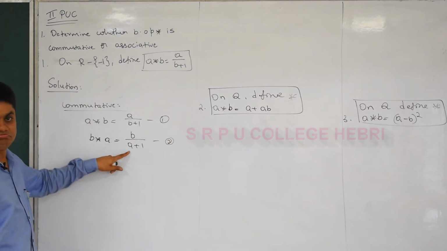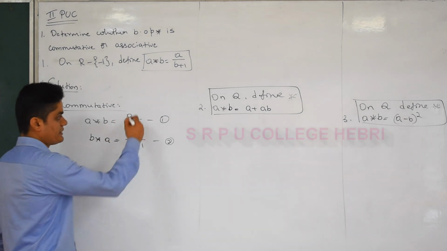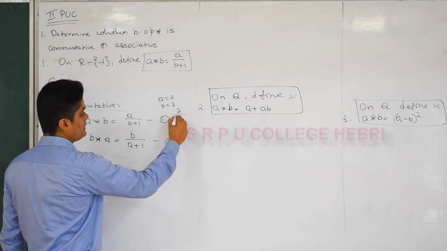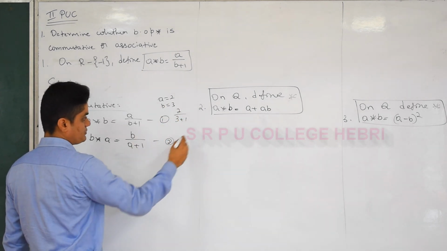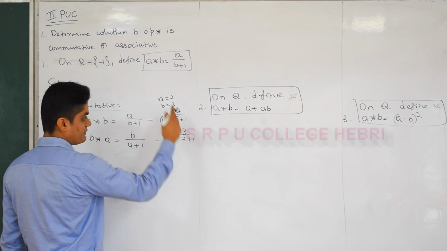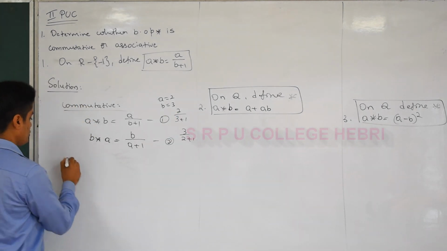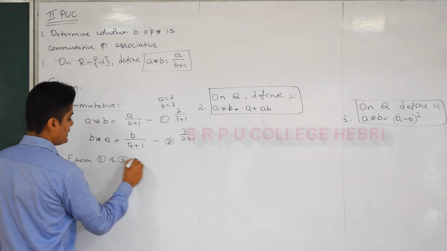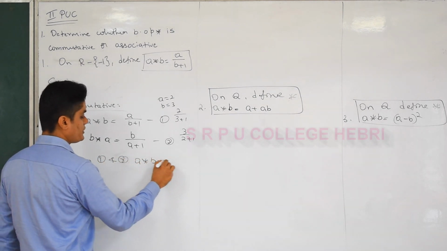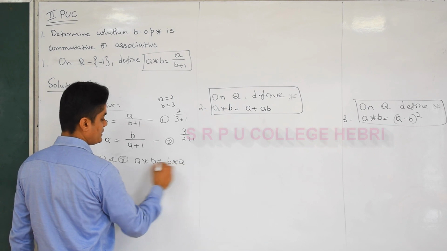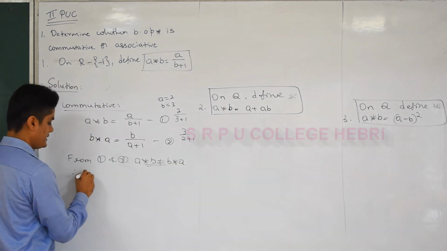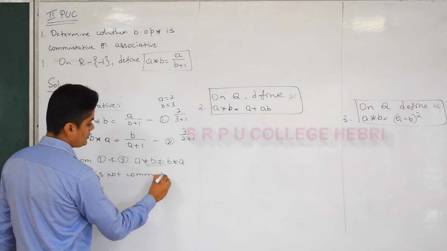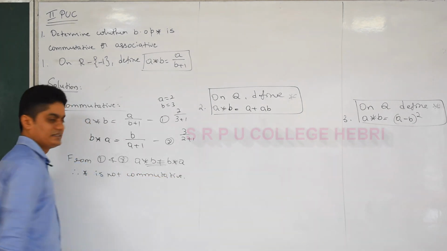Can it be equal? No, because if you take A is equal to 2, B is equal to 3, this gives 2 by 3 plus 1, and that gives 3 by 2 plus 1. Are they equal? Definitely not. So from 1 and 2, what can we write? A star B is not equal to B star A. Therefore star is not commutative. Okay, so the first part is simple.